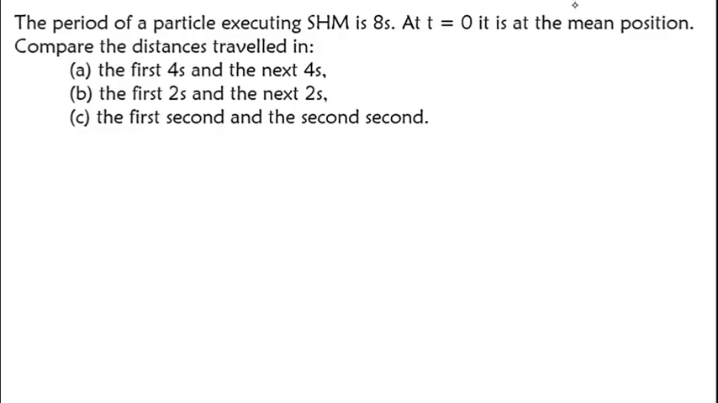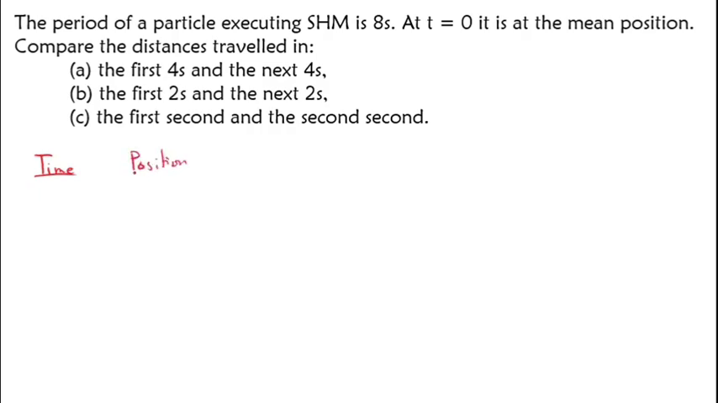The period of the particle executing simple harmonic motion is 8 seconds. At time t = 0, it is at the mean position. So this is where it starts from. So I can write my motion like this. I will say time, then here I'll have the position.